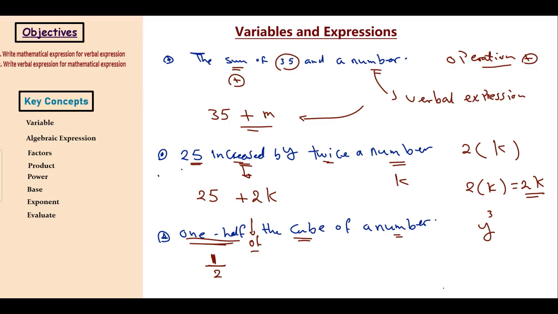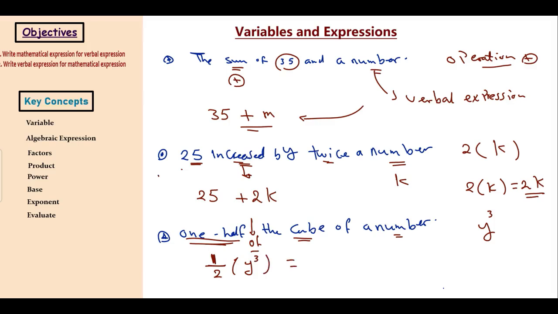This is how we can write the word cube or cubed, because we have cube and squared. Square means to the second power, and here we have cubed the number. So this is a number cubed, or a cube of a number. Okay, so we need to find the half of this number. A half of this number means I need to multiply this number by a half. So I'm gonna say this is half times y to the third power.